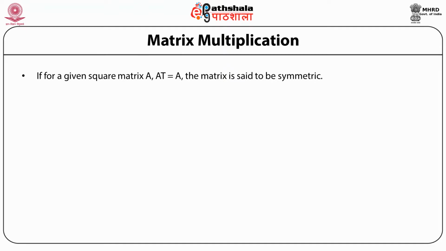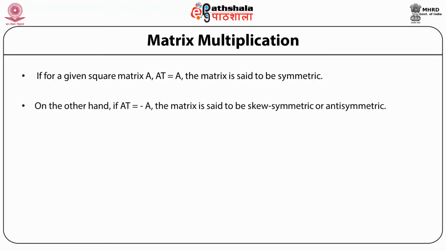If for a given square matrix A, A transpose is equal to A, the matrix is said to be a symmetric matrix. On the other hand, if A transpose is equal to minus A, the matrix is said to be a skew-symmetric or anti-symmetric matrix. Let us now move on to matrix multiplication.